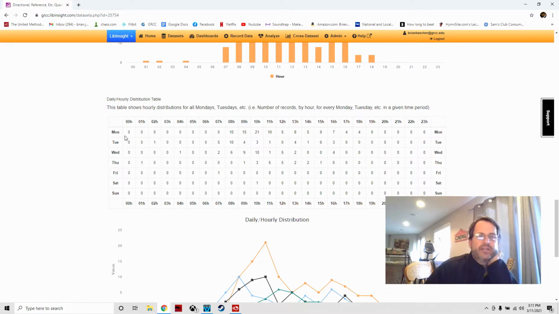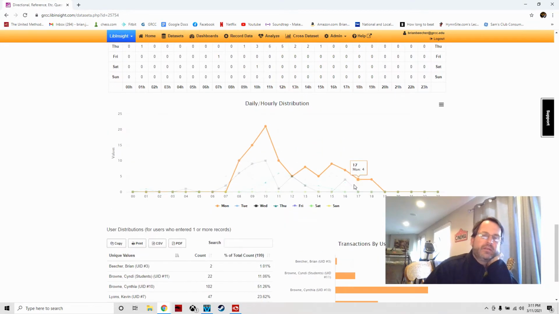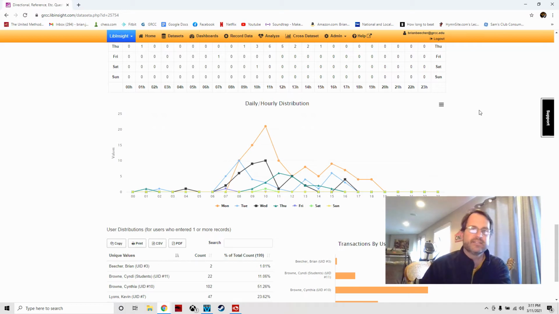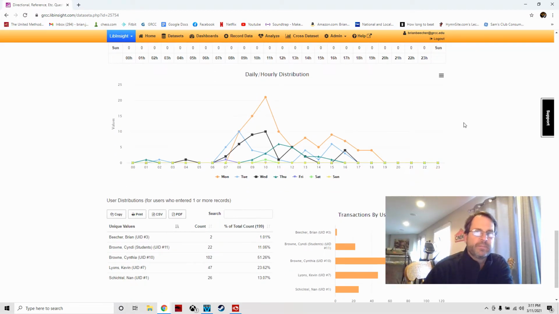And if you want to see it broken down by day of the week and hour in the day, you have this little chart here. This is another way to look at it by day. So Monday is this pretty orange color. This light blue color is Tuesday. Wednesday is black. Thursday is green. So you can kind of go and see, and they're layered on top of each other. So that's kind of nice to see how each day compares to the others by number of questions and time.